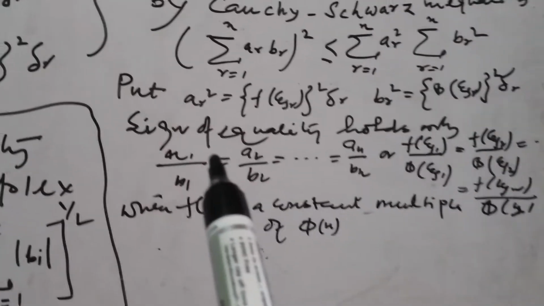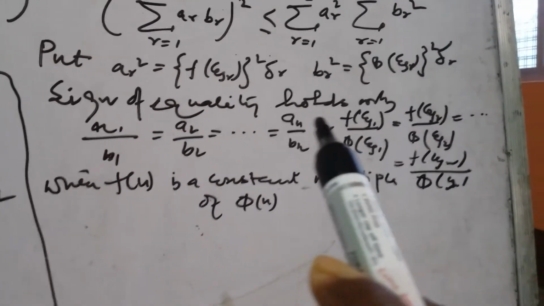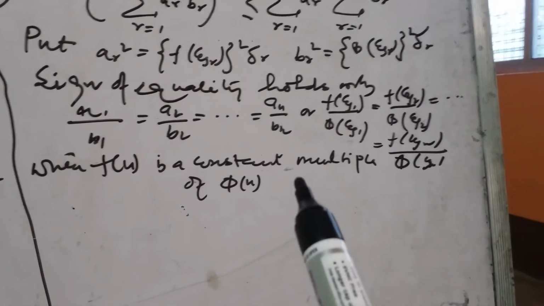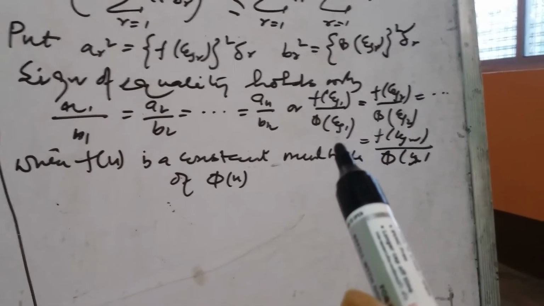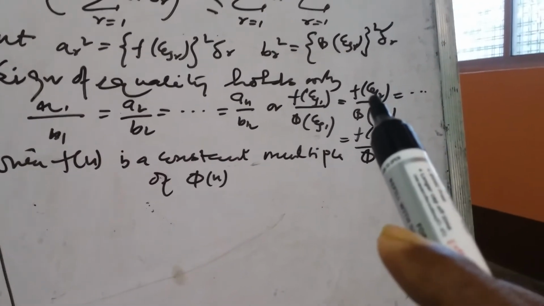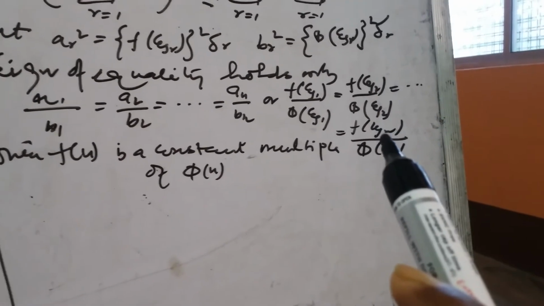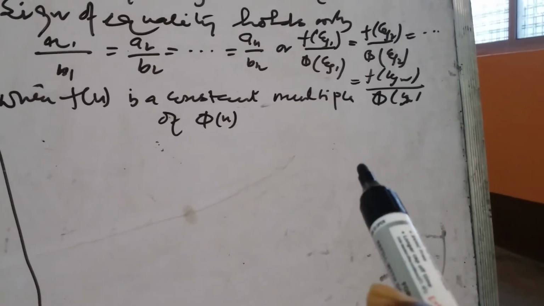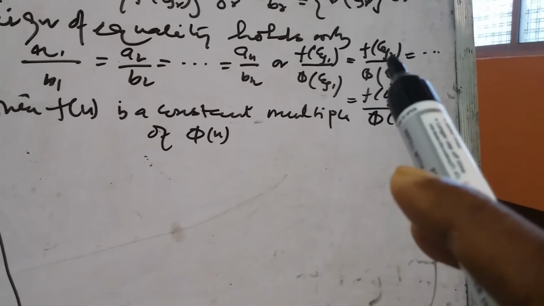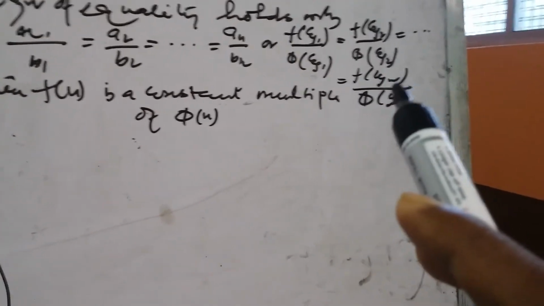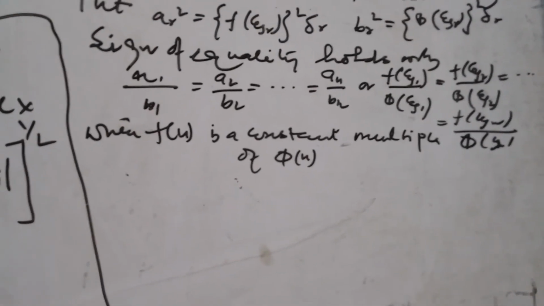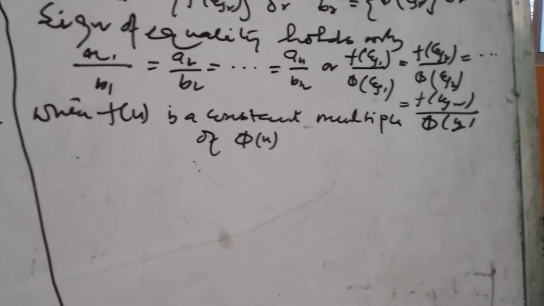But the sign of equality holds when a_1/b_1 = a_2/b_2 = ... = a_n/b_n, that is, f(xi_1)/phi(xi_1) = f(xi_2)/phi(xi_2) = ... = f(xi_n)/phi(xi_n). This equality holds when f(x) is a constant multiple of phi(x).